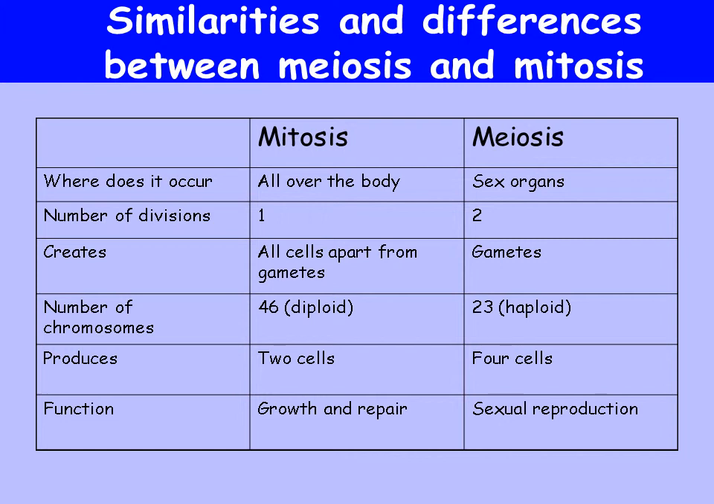Meiosis, on the other hand, is used to produce gametes, such as sperm and eggs. It will provide 4 cells instead of 2, but each of these 4 cells will have half the number of DNA, half the number of chromosomes. They'll have a haploid number of 23. These are used to generate gametes for sexual reproduction.